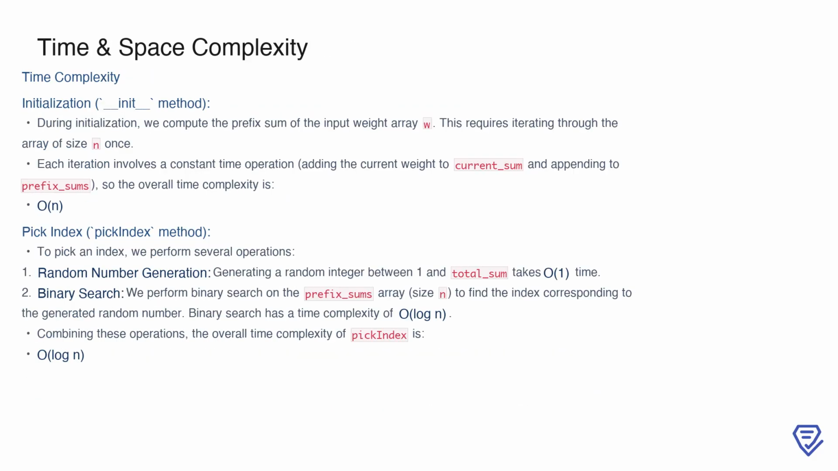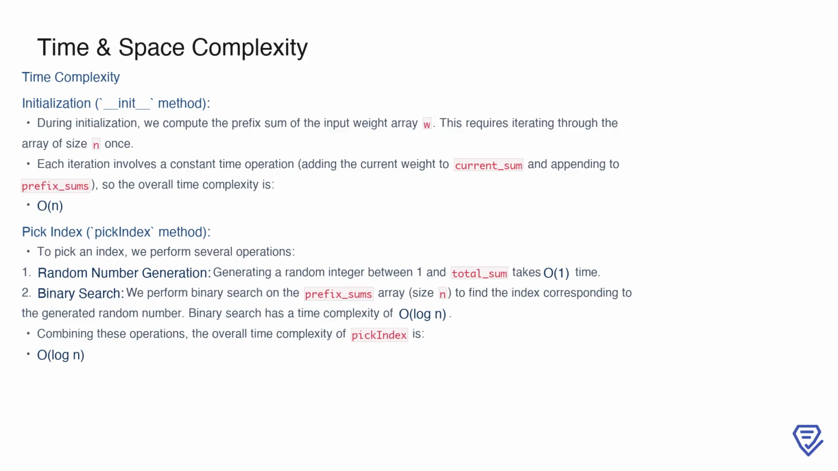The time complexity of this problem can be broken down into two main components: initialization and the pickIndex method. First, during initialization, we calculate the prefix sum of the input weight array W. This involves iterating through the array of size n once, and since each operation, like adding the current weight to a running sum and appending it to the prefix sums array, is constant time, the overall time complexity here is O(n).